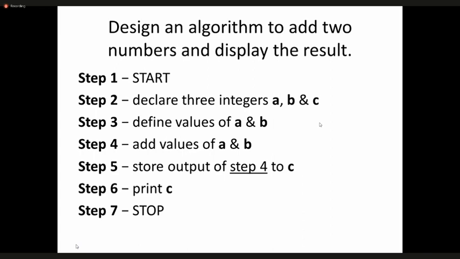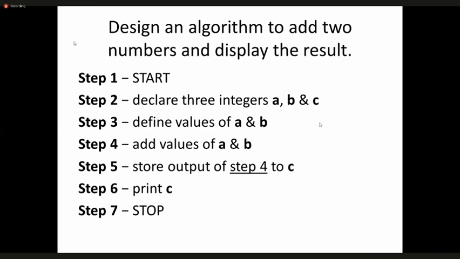The first thing is start, right? Then declare three integers as A, B, and C. If we consider a programming language, this is declaring variables, right? Then remember that this algorithm is not written for a particular programming language. Therefore, we can call it declare three integer numbers as A, B, and C, right?